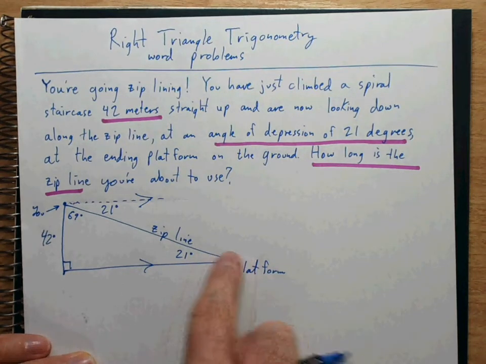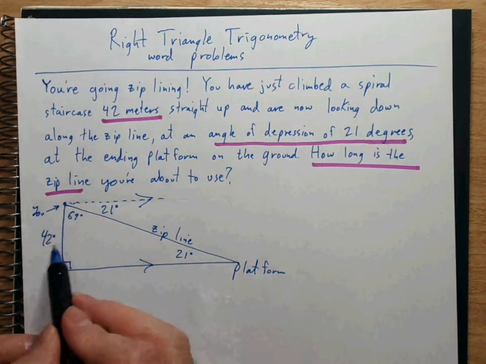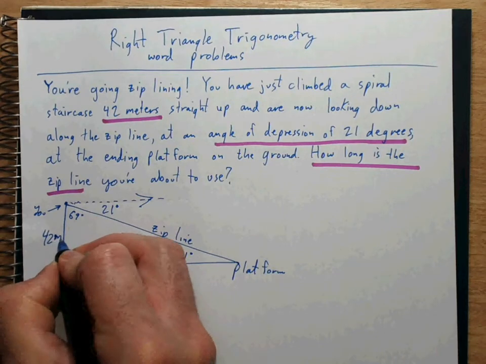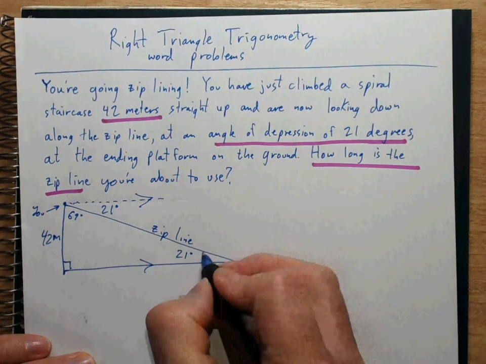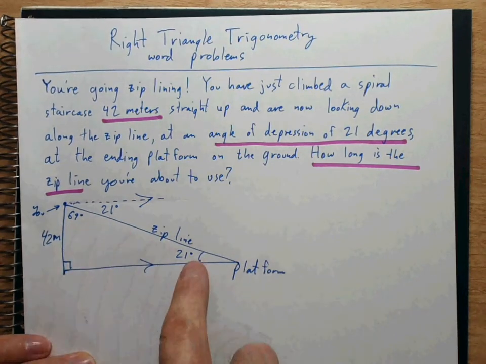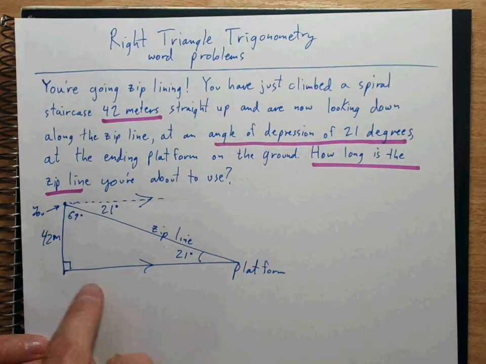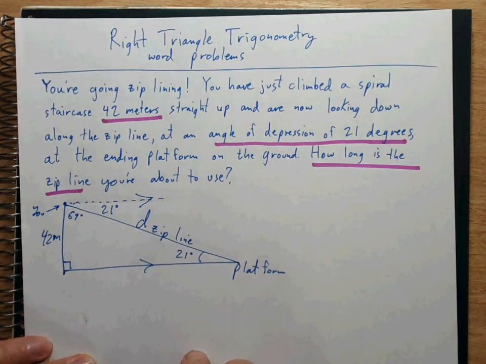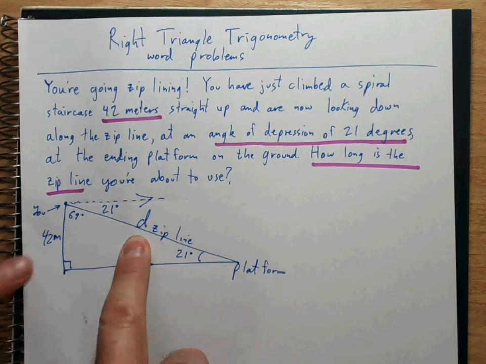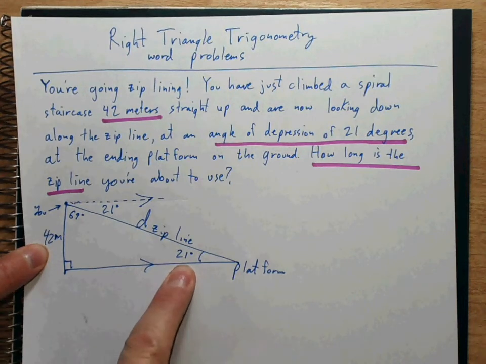Alright? So now we have our right triangle. We have 42 meters. 21 degrees here, which is what we're going to use. You could use this as well, but I'm going to use 21 degrees. And we want to find the distance of this zip line. I'm going to call it D. Okay? So solve for D using 42 meters and 21 degrees. Go ahead and pause the video now. See if you can figure out what D is before you check your answer here.